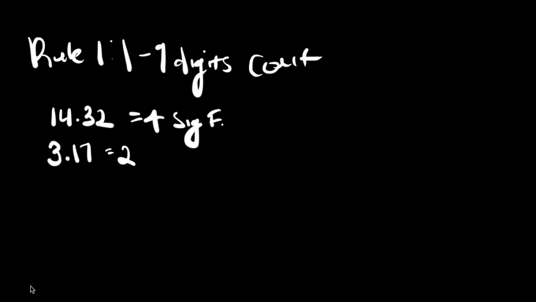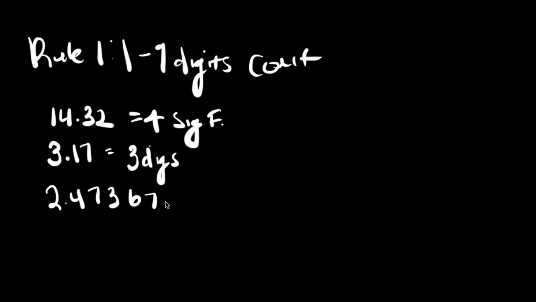Okay, so let's say now that we have, I don't know, 2.473672. How much would that be? If you said 7, you're correct. That'll be 7 digits.